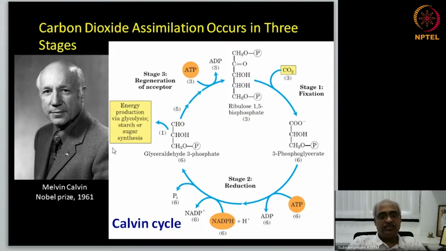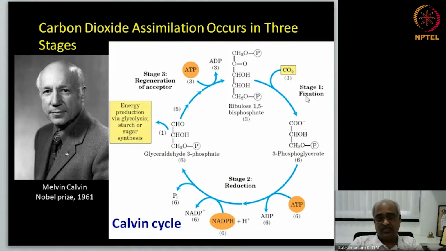So this was figured out by Melvin Calvin, and then Benson and Bassham, the three of them, who won the Nobel Prize in 1961. So this has three steps.